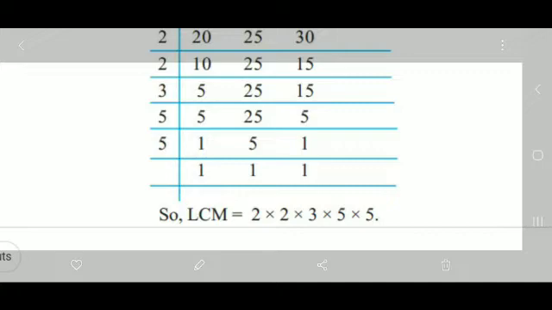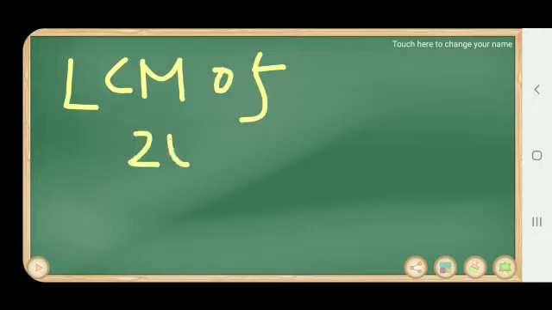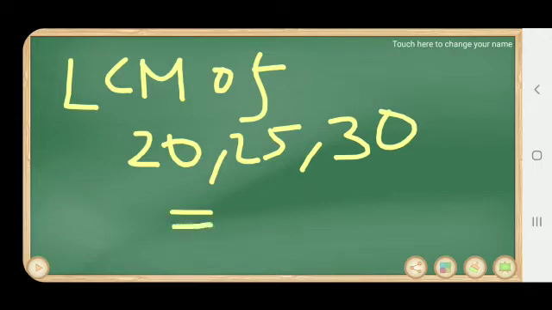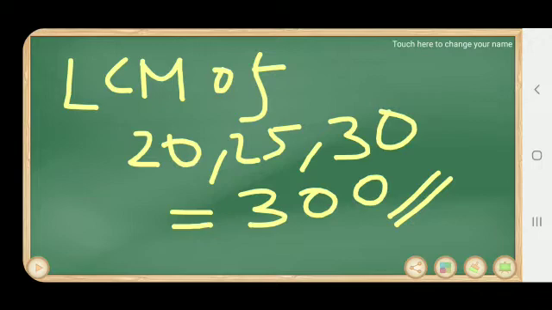Then LCM is equal to 2 into 2 into 3 into 5 into 5. What is that number? 2 into 2, 4. 4 into 3, 12. 12 into 5, 60. 60 into 5, 300. So how can you conclude? LCM of what numbers? 20, 25, 30 is equal to 300. LCM of these three numbers is equal to 300.